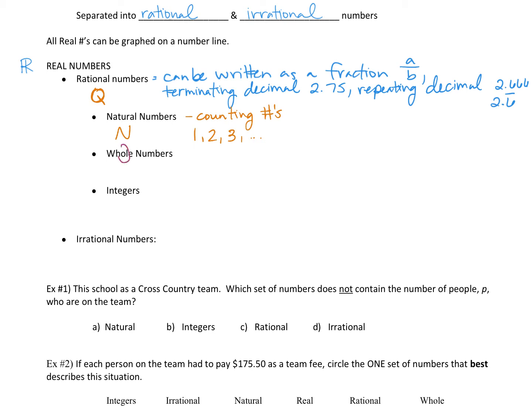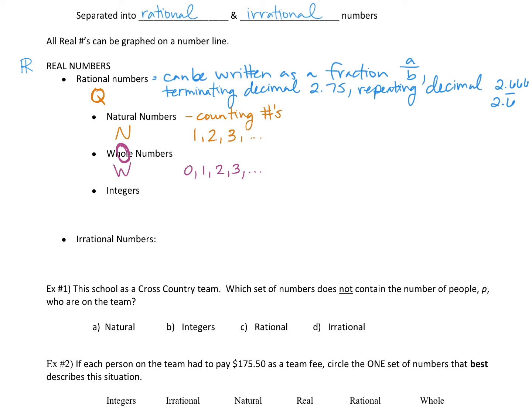I always tell people this is their clue. Where do whole numbers start? At 0. So it's the natural numbers with 0. So that would be 0, 1, 2, 3, and so on and so forth. Okay. So it's the counting numbers and 0. Whole numbers, it's a W, which is nice.